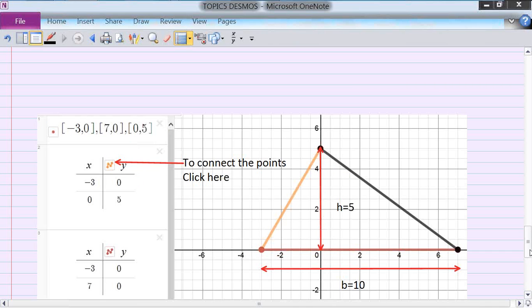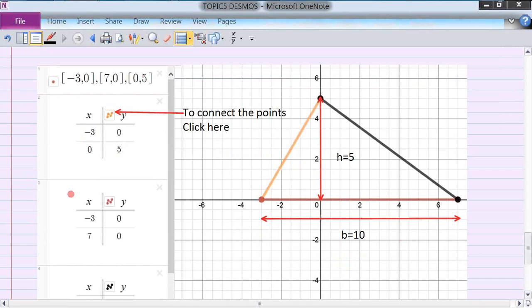Now what I did was I put a table of values into 2, 3, and 4 and put the minus 3, 0 and the 0, 5 in. So that would be minus 3, 0 and 0, 5. And you can see I connect the points joining these 2 lines. Then I put minus 3, 0 and 7, 0, which are these and these, and I connect these. The way I connect them is to do that just here. This is just another way of solving the problem.